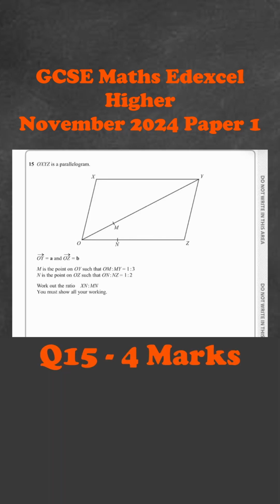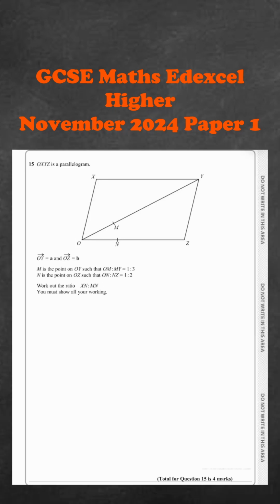Question 15. OXYZ is a parallelogram. OY equals A and OZ equals B. M is the point on OY such that OM compared to MY is 1 to 3. N is the point on OZ such that ON compared to NZ is 1 to 2. Work out the ratio XN to MN. You must show all your working.